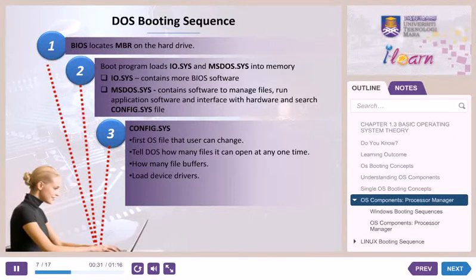Config.sys is the first OS file that the user can change. It tells DOS how many files it can open at any one time, how many file buffers, and loads device drivers.